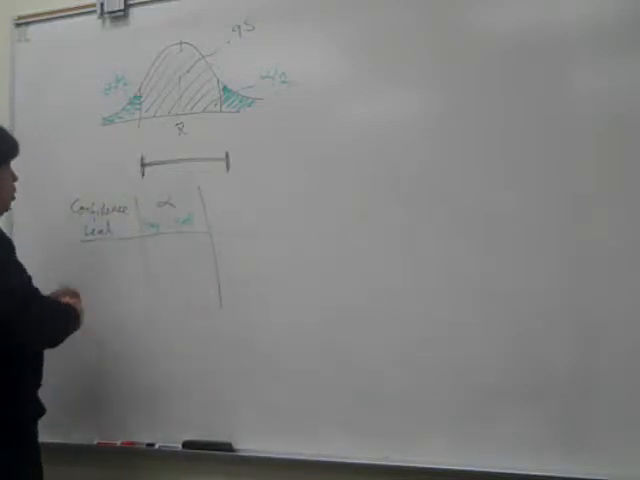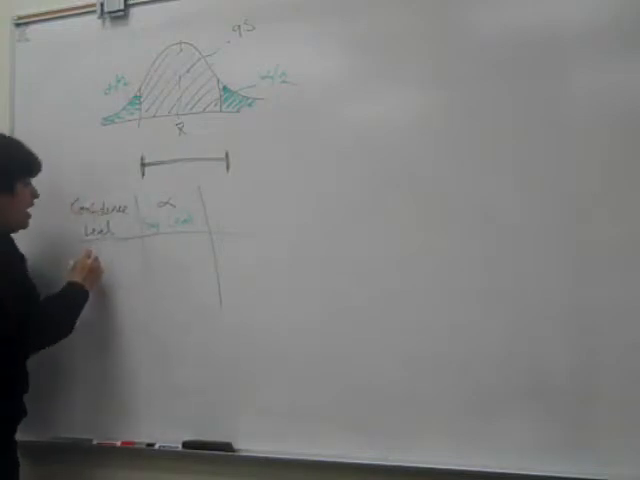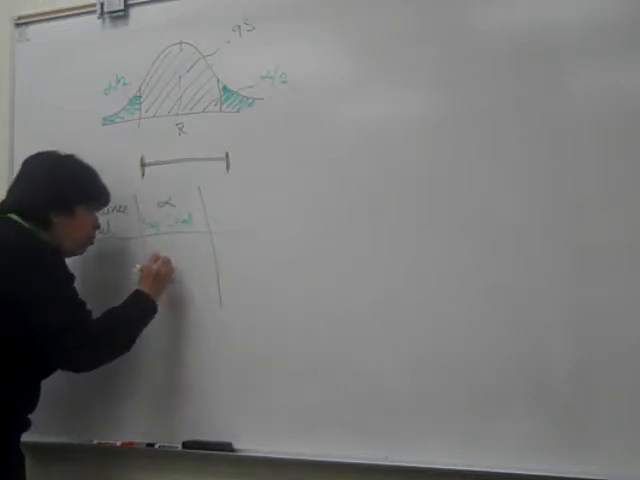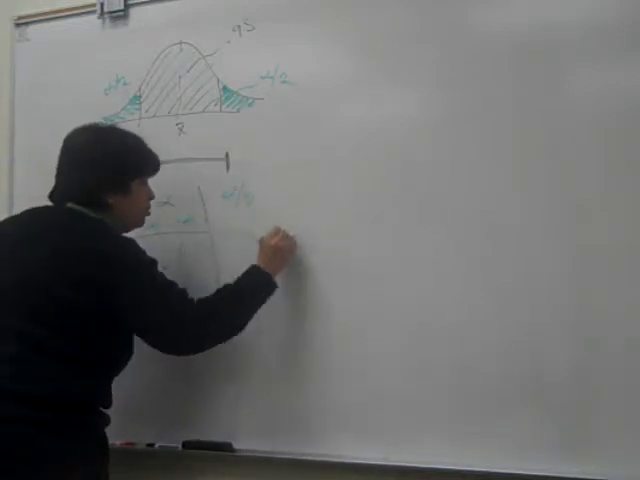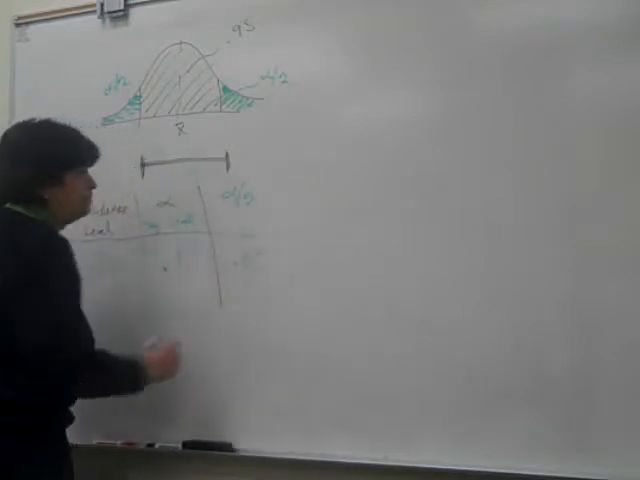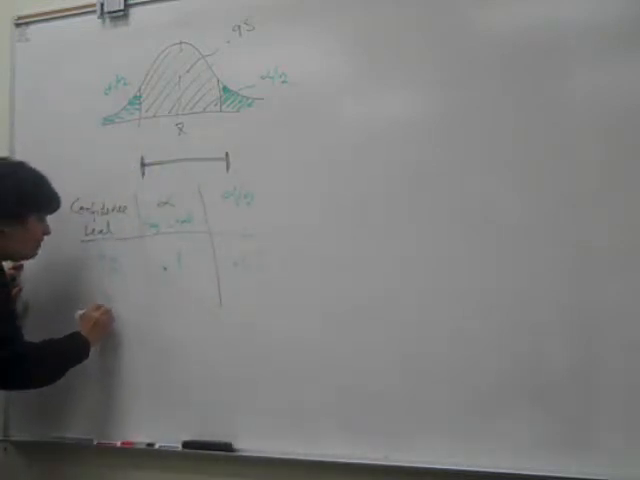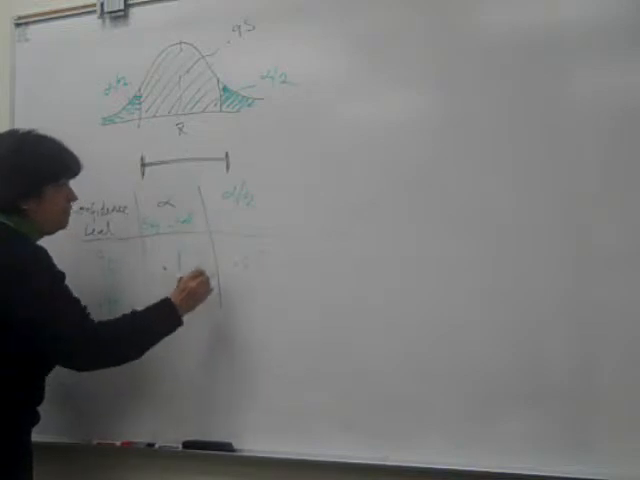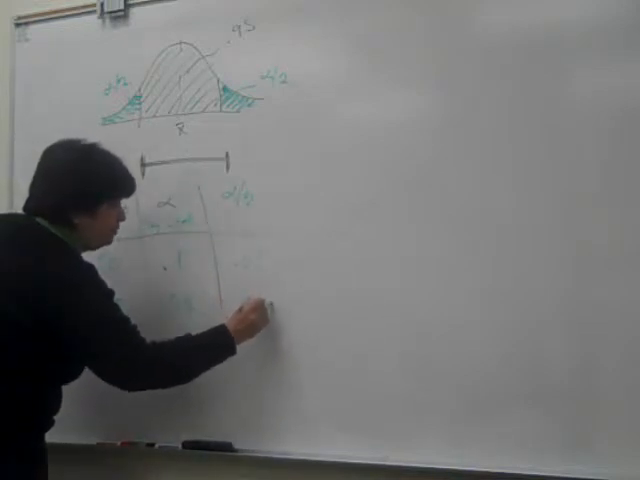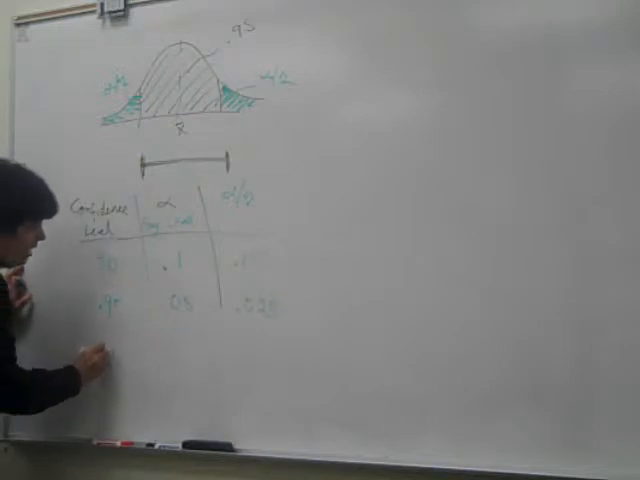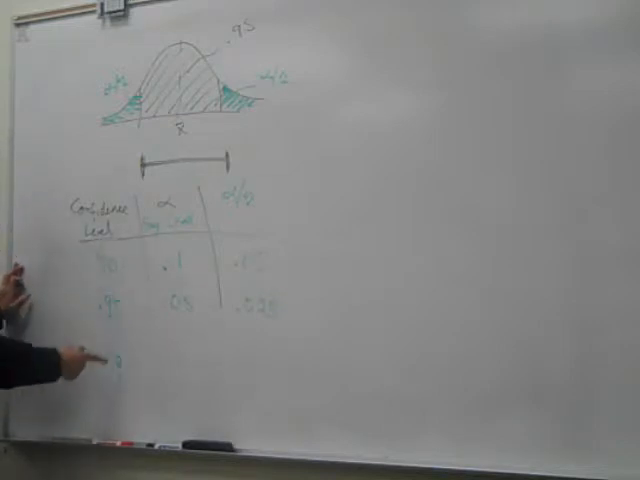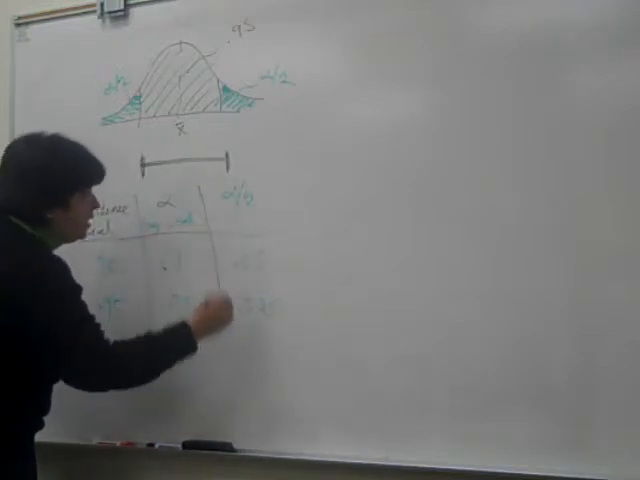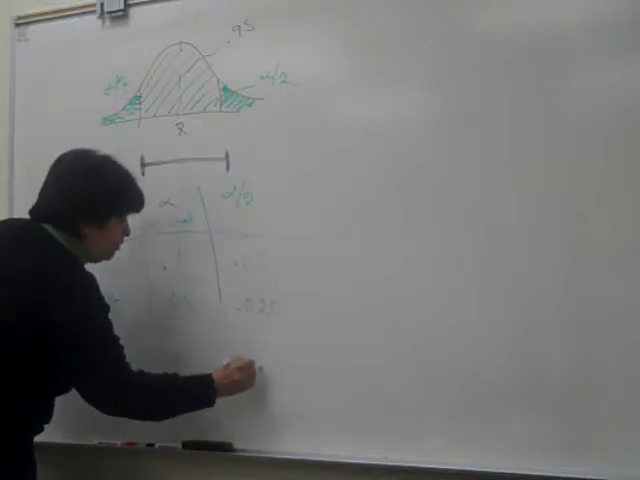confidence interval. So, for example, if I want to make a 90% confidence level, what has to be alpha? 0.1. What has to be alpha divided by 2? 0.05. What if I'm dealing with 95? 0.95, then alpha is 0.05, and alpha divided by 2 is 0.025. And if I'm getting a 99% confidence level, 0.99, then my alpha is 0.01, and my alpha divided by 2 is 0.005.